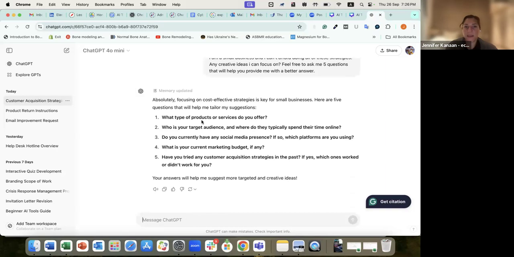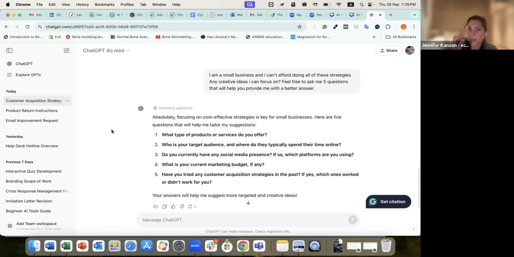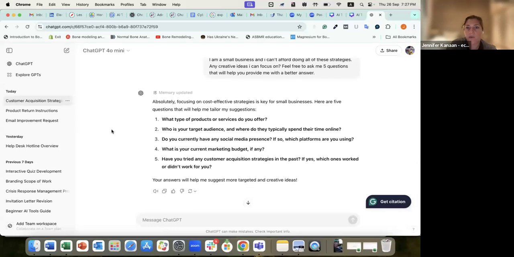Okay, so you see here that it says memory updated, which means that it integrated into its memory that it's a small business. So any question we ask it after that, it will answer as if it were talking to a small business. Focusing on cost-effective strategy is key for small businesses. Here are 5 questions that will help me tailor my suggestions.